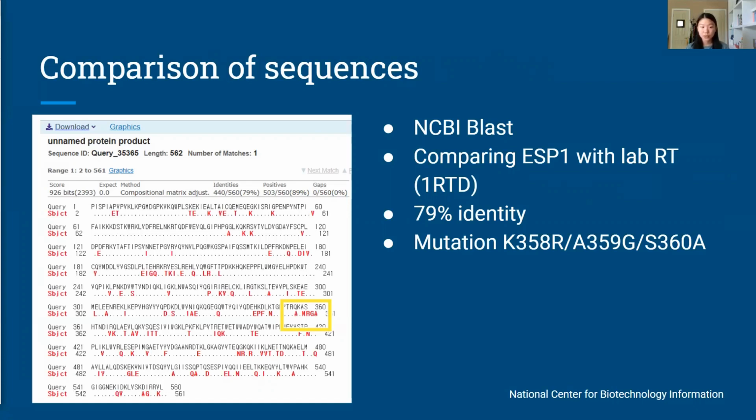These two sequences have 79% identity, and among their differences, we specifically focus on the mutation sites K58R, A59G, and S368, which is the region highlighted in yellow. We focus on this specific site because this was the mutation site known to affect the thermostability and processivity of the RT the most.